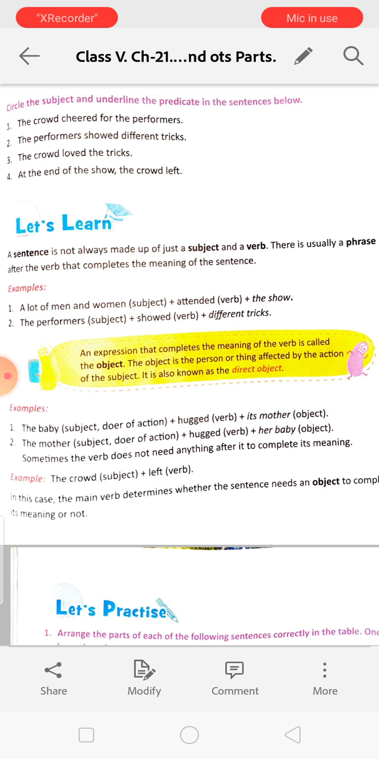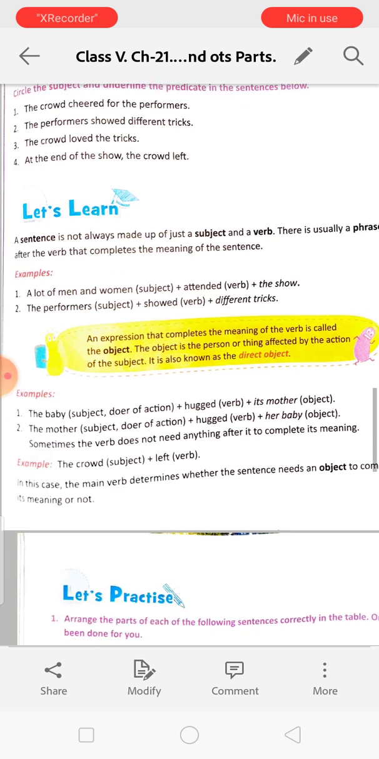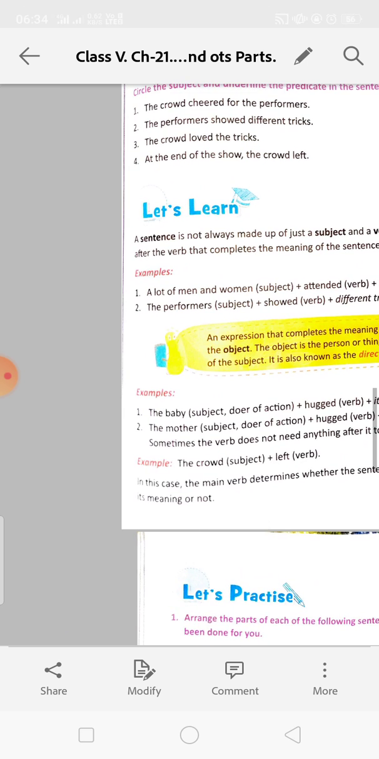Sometimes the verb does not need anything after it to complete its meaning. The crowd left. In this case, the main verb determines whether the sentence needs an object to complete its meaning or not.